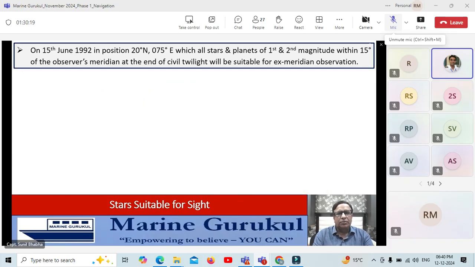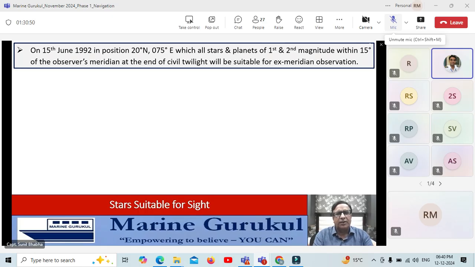Now we are in a position to close out this question. On 15th June 1992, in position 20 degrees north, 75 degrees east, which stars and planets of first and second magnitude within 15 degrees of observer's meridian at the end of civil twilight will be suitable for X meridian observation. I'm sure we'll agree that the first part of making a comprehensive list of stars meeting the magnitude and R angle requirement we have already done.